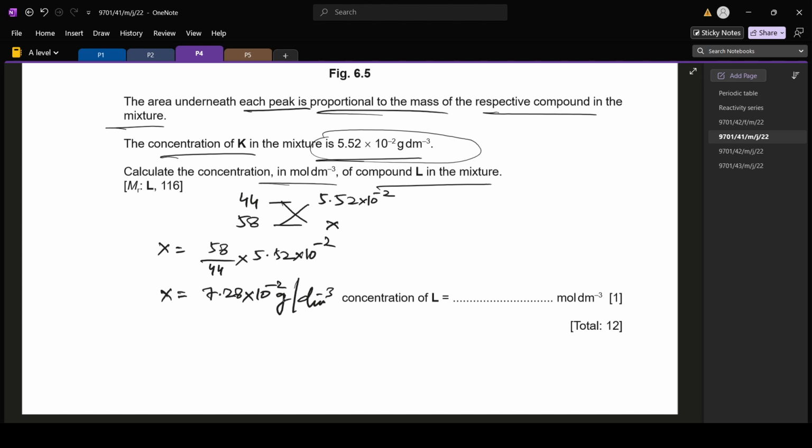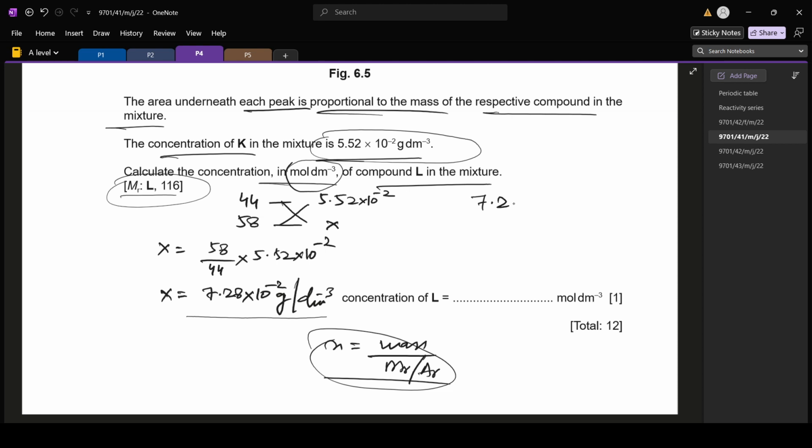But you have to calculate the concentration in mole per dm cube. For mole, the formula is mass upon Mr or Ar. So you just have to convert it into mole. You have to divide this concentration by the Mr of L, which is given to you. So 7.28 × 10^-2 divided by 116. So you will get the concentration in mole per dm cube as 6.27 × 10^-4. I hope you understand this.